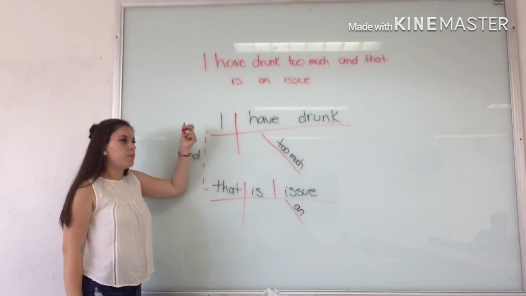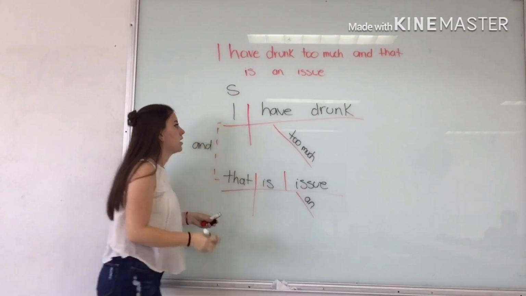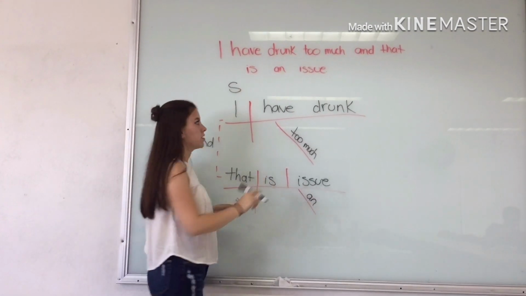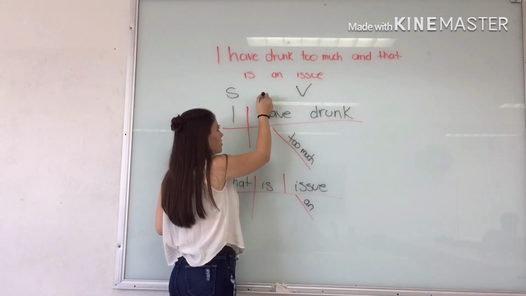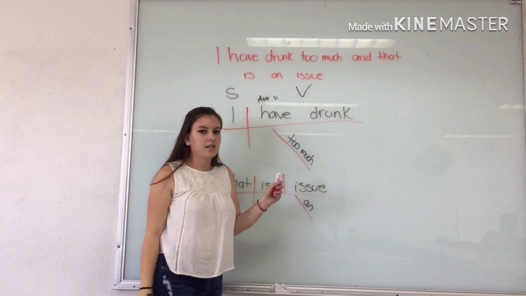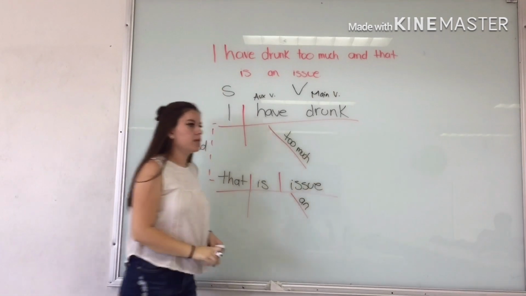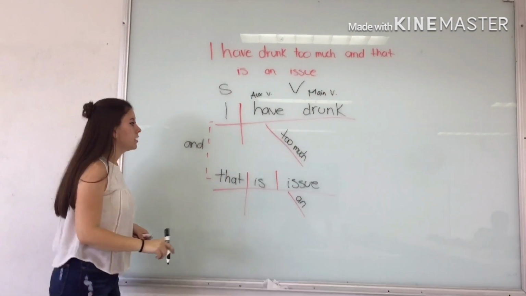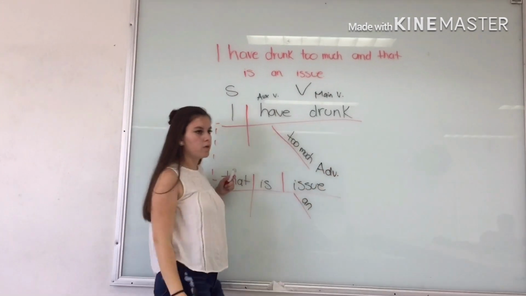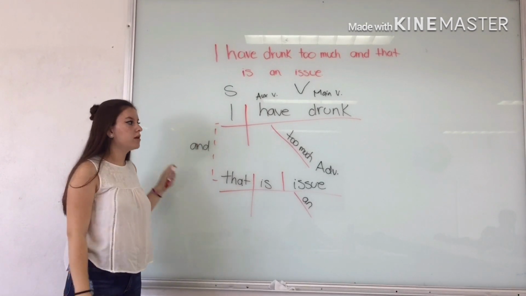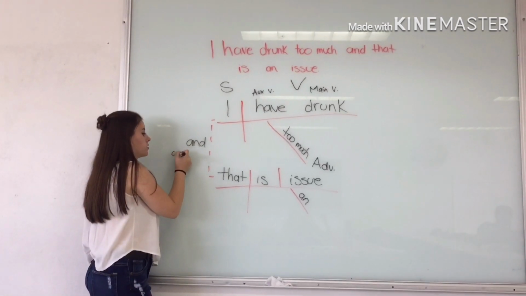We have a personal pronoun, which is I, functioning as a subject. And then we have drunk, which all is a verb, but especially have is the auxiliary verb. And then drunk is the main verb, which is in past participle. Then we have an adverb, which is too much, but it is also a quantifier. Then to join the two clauses, we have a coordinating conjunction.